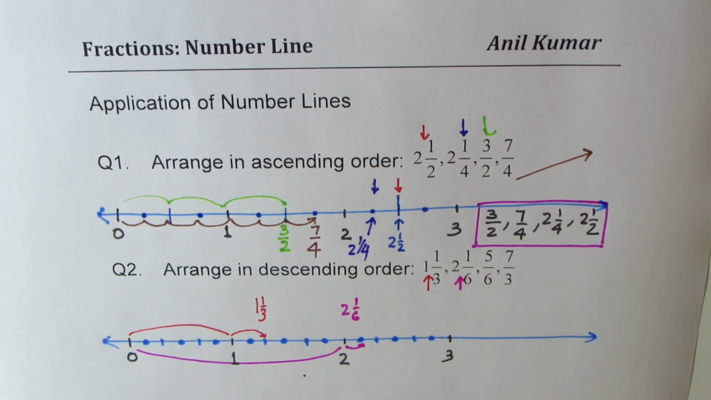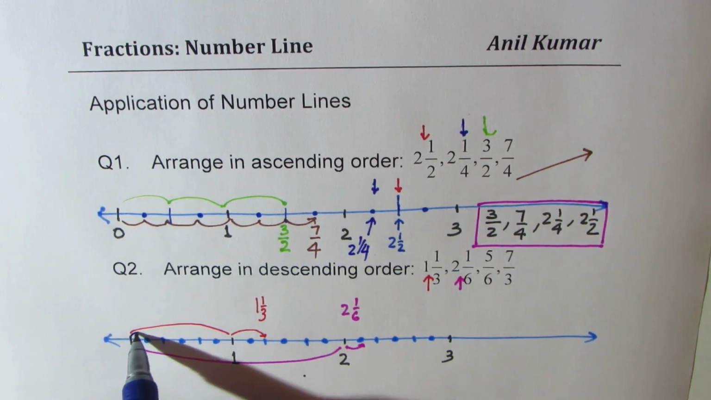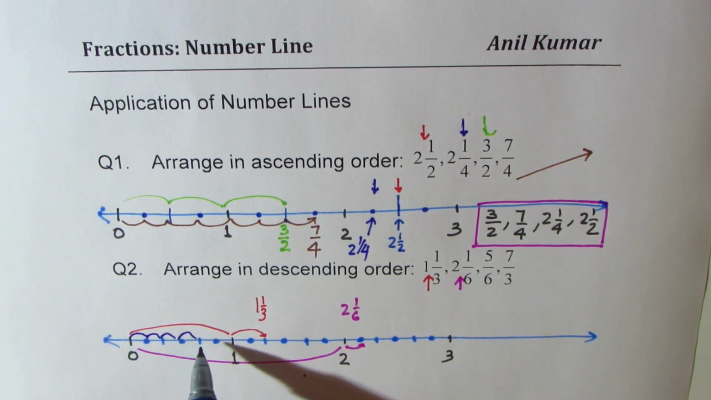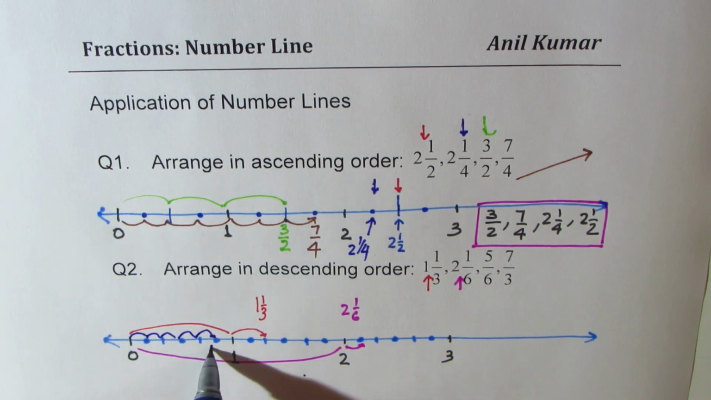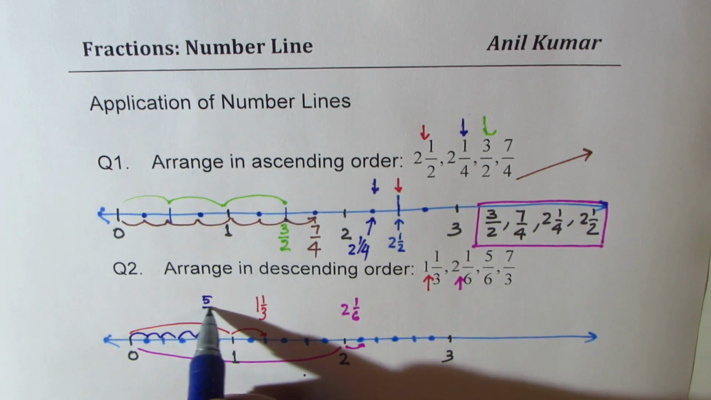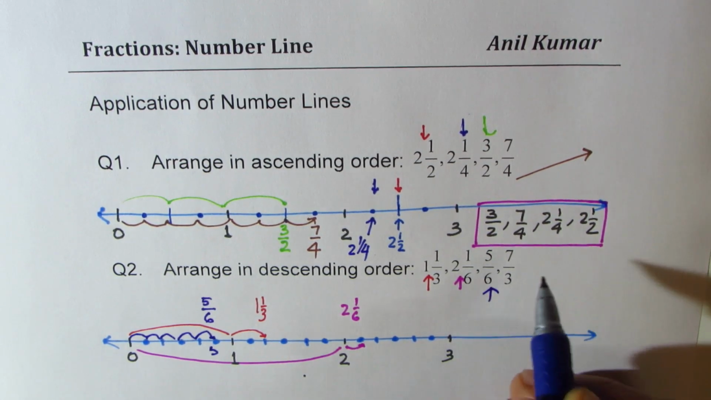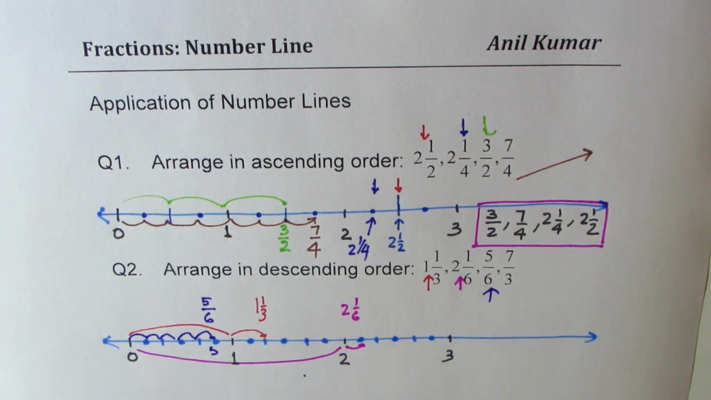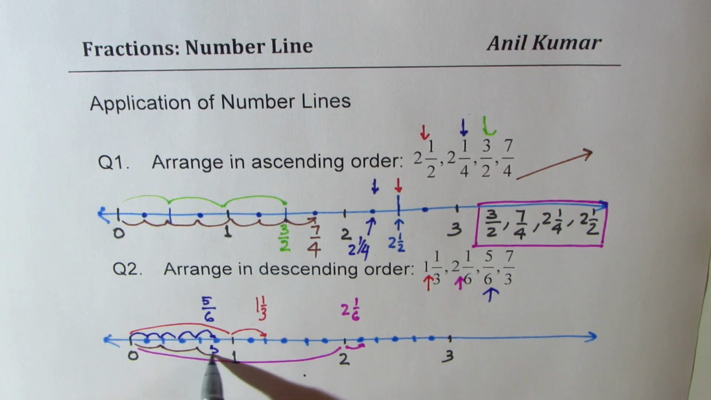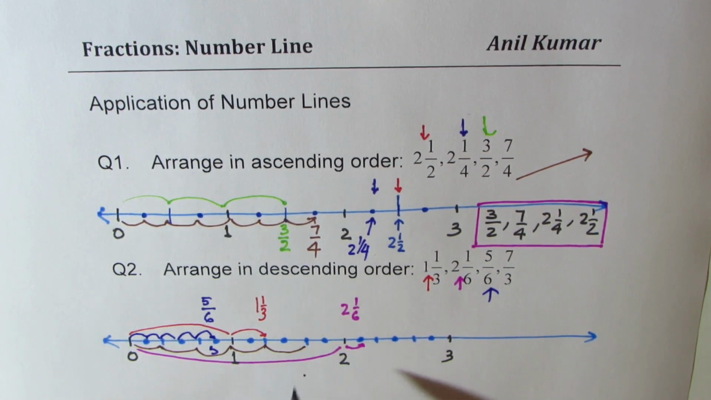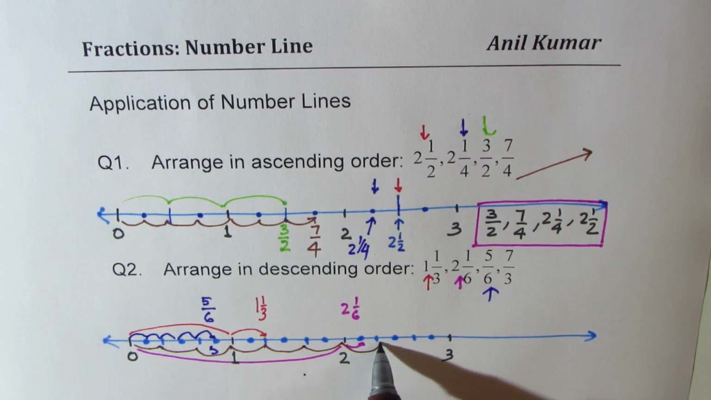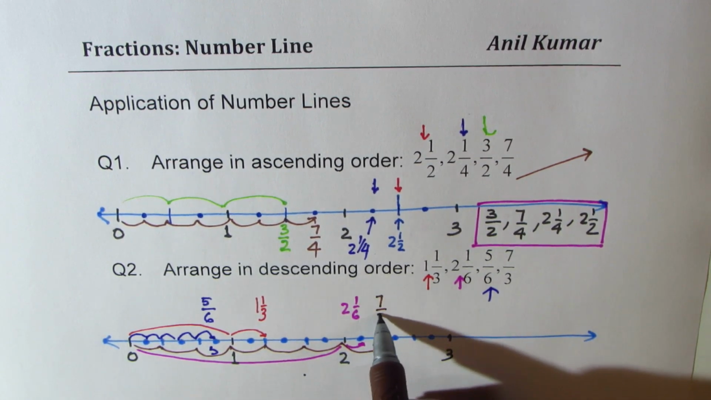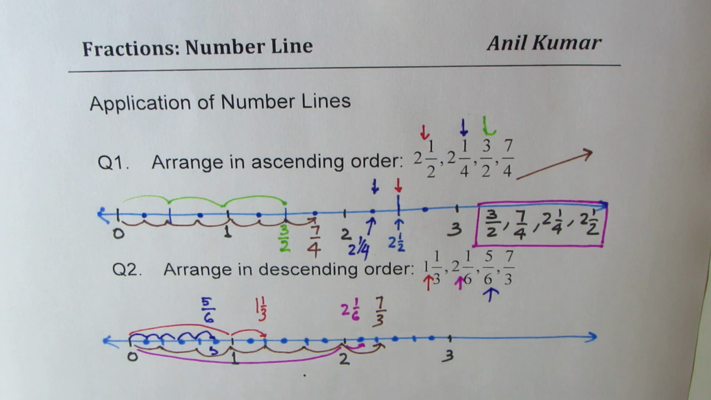5/6. So we have 1, 2, 3, 4, 5. Less than 1. Let me write here. 5/6. Got it. Now let's see, where is 7/3? So look into thirds. So we have 1, 2, 3, 4, 5, 6, and that becomes 7. So this is 7/3. Correct? So that is how you get all the numbers on a number line.